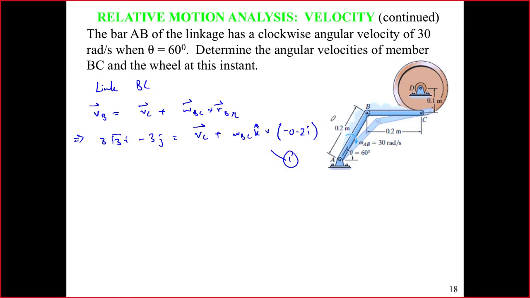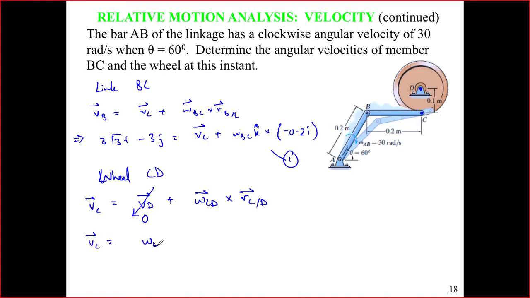Now let's also, using the same idea we applied to B, note that C is also part of two things: it is part of link CB and of this wheel CD. So if I also do an analysis of not the link but wheel CD, then I can write an expression for the velocity of C, which would be in terms of the velocity of D plus omega CD crossed with R of C with respect to D. Now here, D is pinned, just fixed right here, so VD is 0.